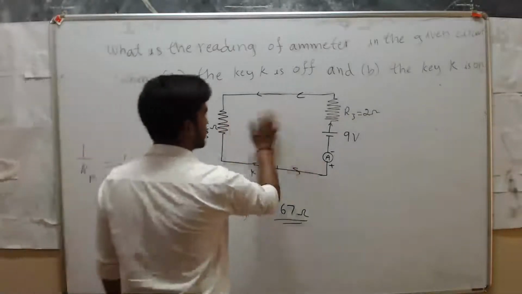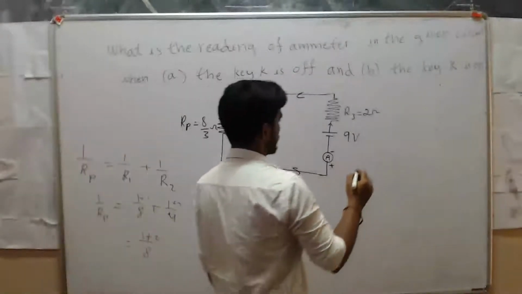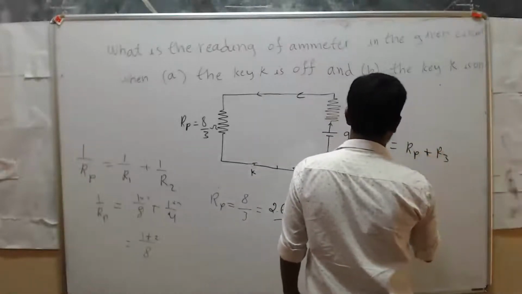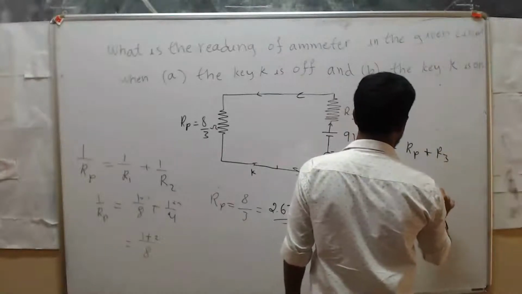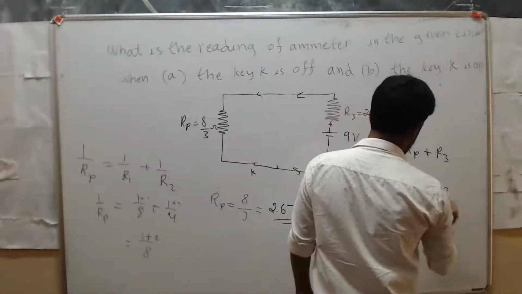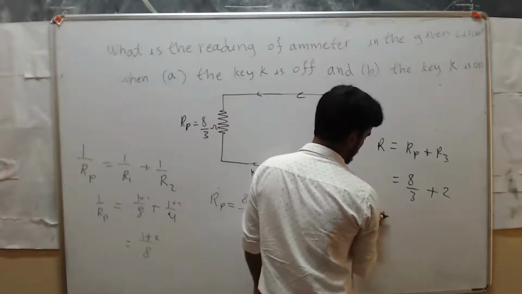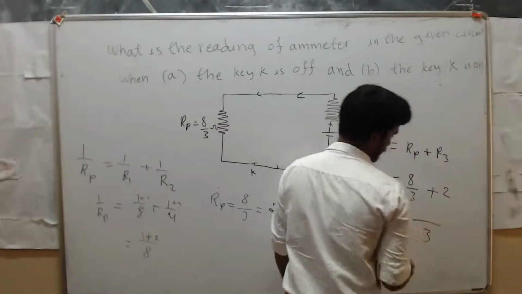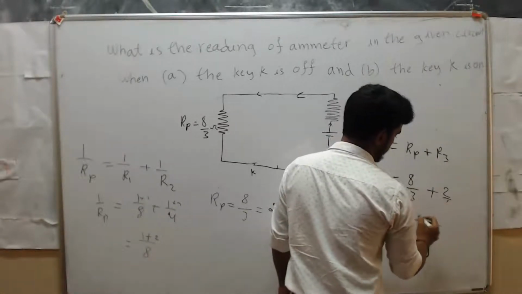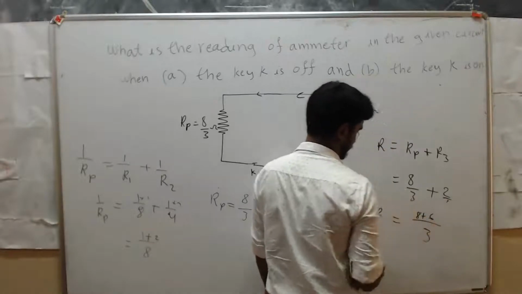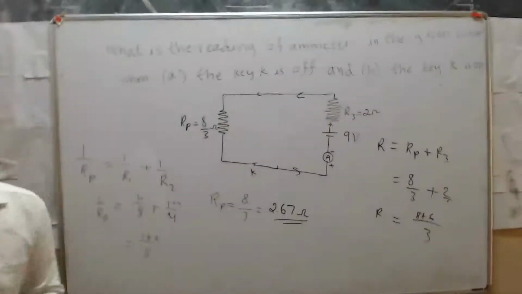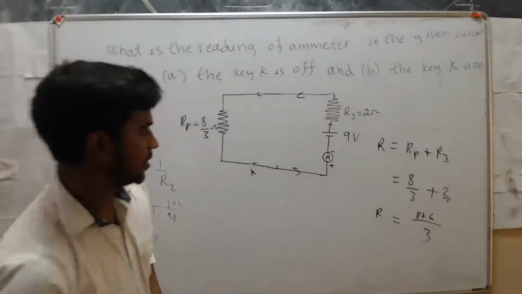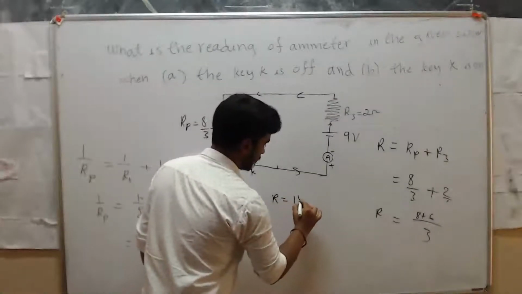So now first solve these two resistors. Now these two are in series. Okay. So R is equals to RP plus R3. That is 8 by 3 plus 2. So LCM is 3 only. So here take LCM as 3, and here you have to multiply by 3, that is 8 plus 6. Okay. So 8 plus 6, 14. So here R is equals to 14 divided by 3.